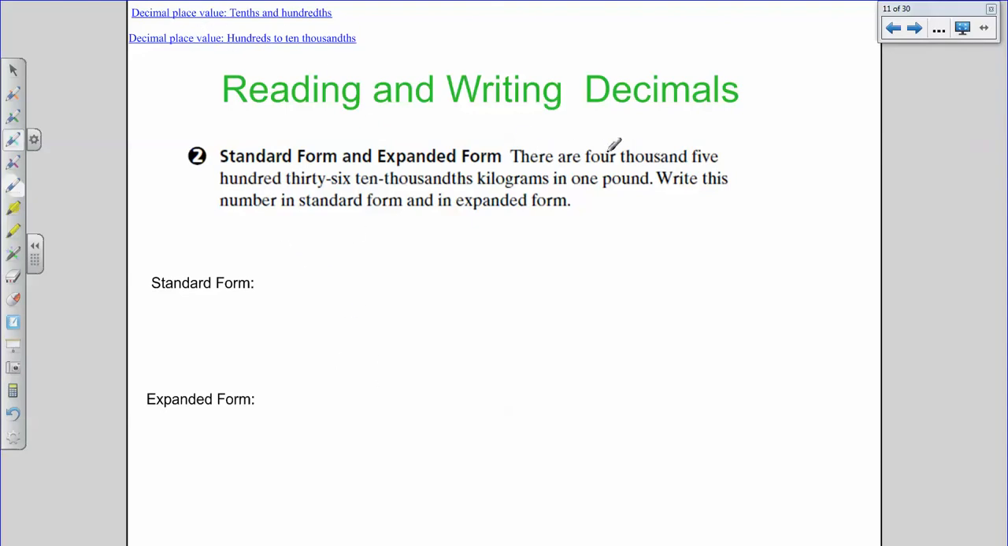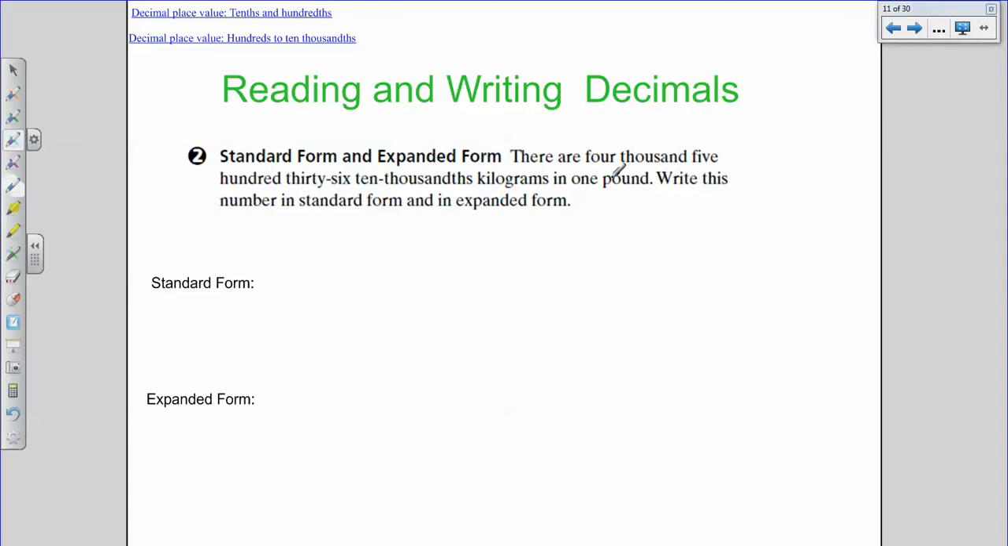So there are 4,536 ten-thousandths kilograms in 1 pound. I need to write this number in standard form and expanded form. So again, this is review: we've done expanded form for whole numbers, and this is going to be expanded form for decimals.